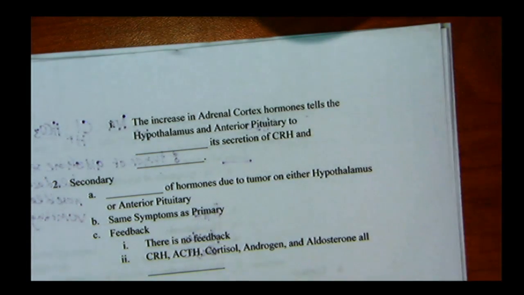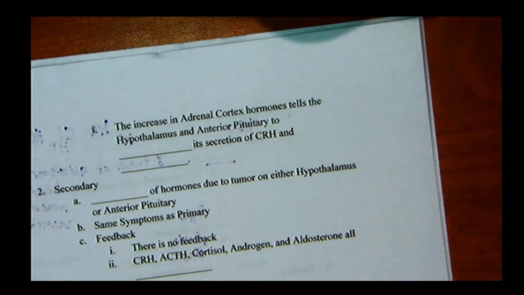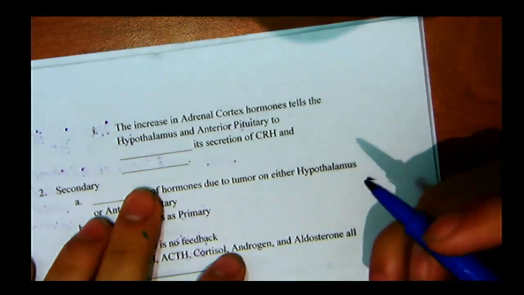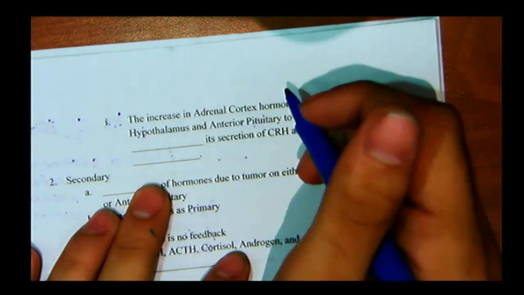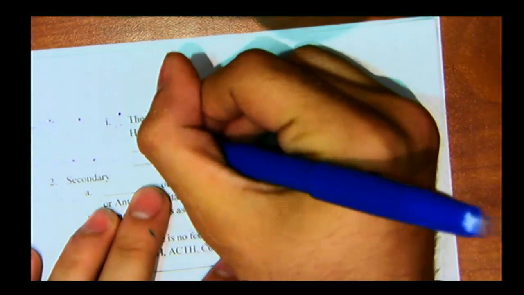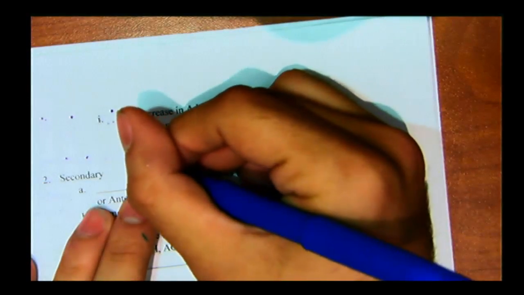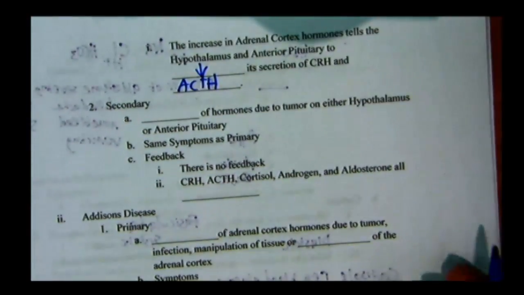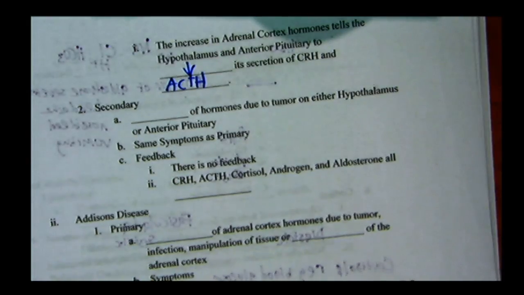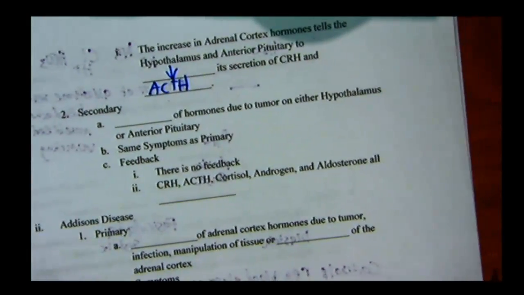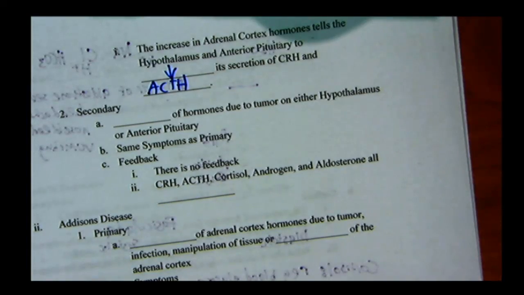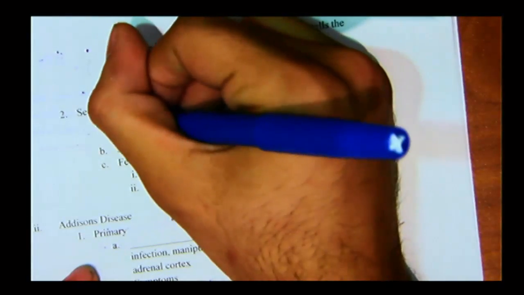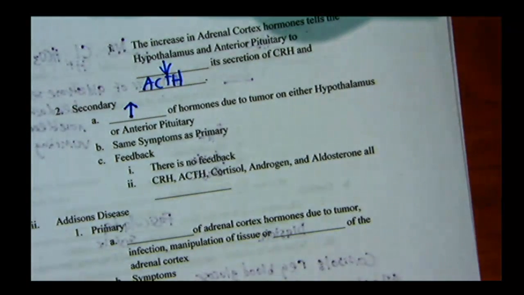So secondary, there's an increase or decrease of hormones due to tumor. Increase. So it's the same symptoms as primary. You're not going to see any difference in terms of the symptoms. But the feedback, there is no feedback. So CRH, ACTH, cortisol, androgen, and aldosterone are all what? Increased. With secondary, everything's going to either be increased or decreased, if that's a way you want to remember it.